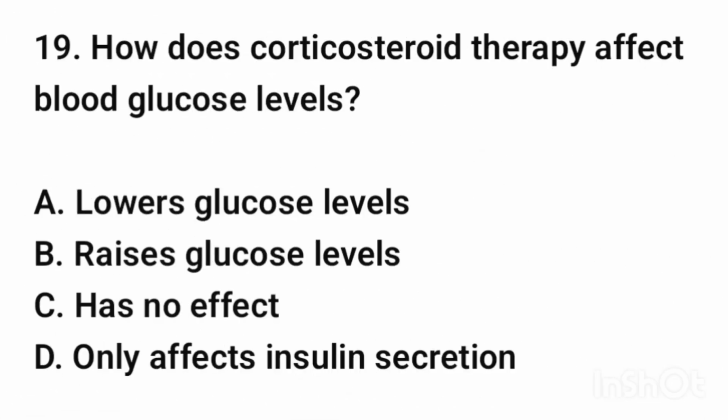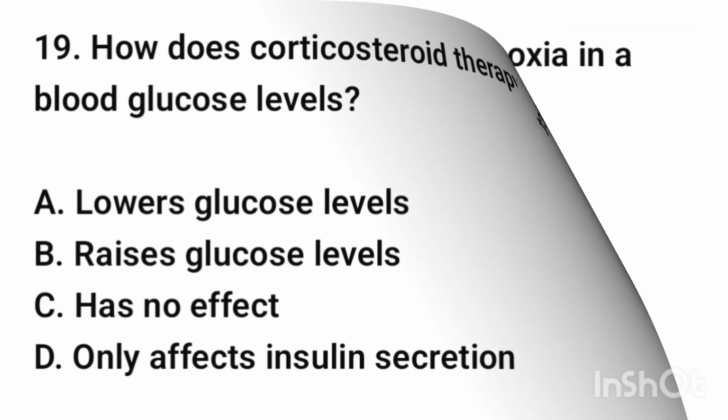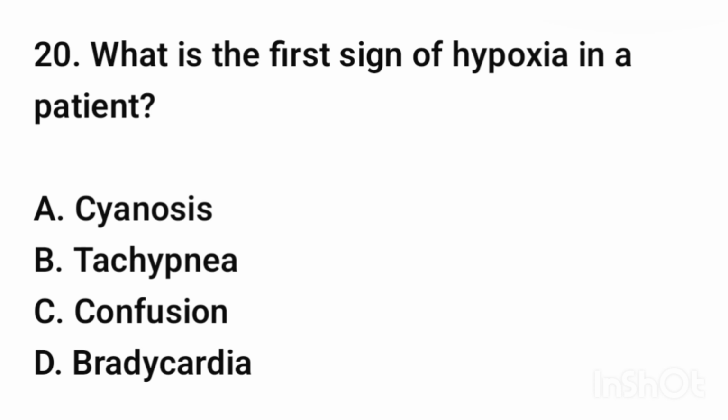Question number 19. How does corticosteroid therapy affect blood glucose levels? The correct answer is option B. Raises glucose levels. Question number 20. What is the first sign of hypoxia in a patient? The correct answer is option B. Tachypnea.